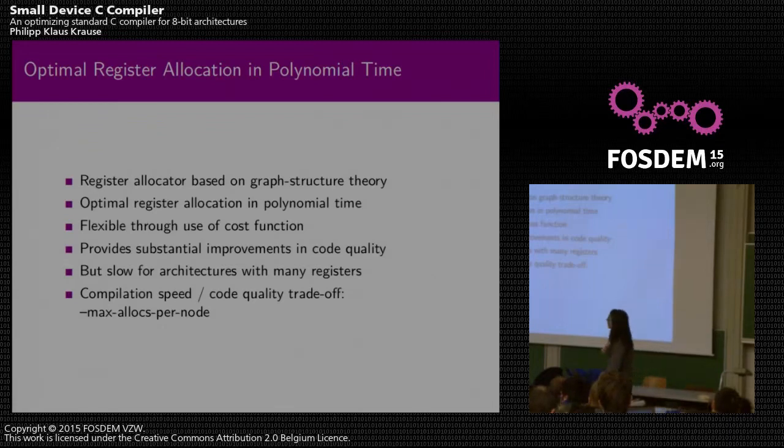It's flexible through the use of a cost function. Currently, the only cost function implemented is code size. But that means the register allocator will find the register allocation that results in the smallest possible code size after code generation. Of course, we don't know what the peephole optimizer will do later, but in terms of what comes out of the code generation stage before the peephole optimizer, we can be optimal currently in terms of code size.